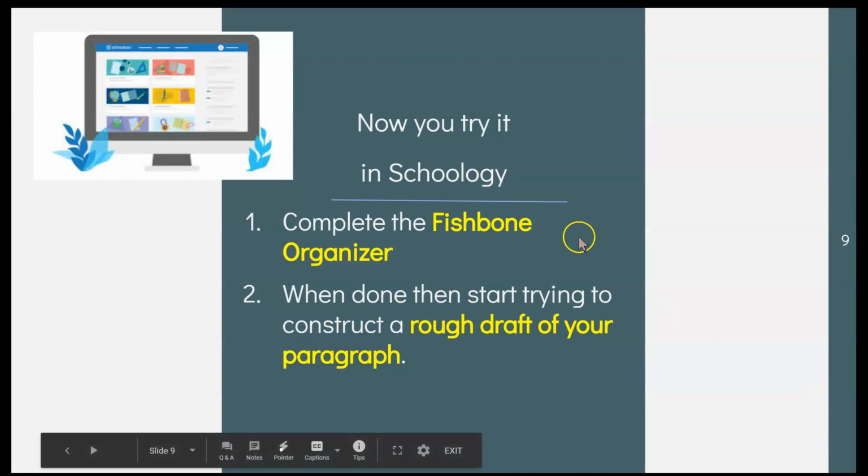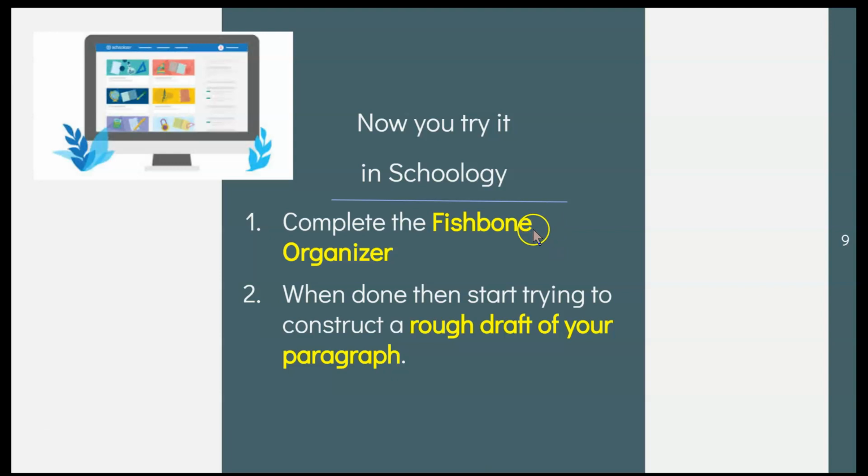Today, your task is to make sure that your notes are finished for research, and then you're going to do the Fishbone organizer and turn that in. If you have extra time, I would actually start doing your rough draft of your paragraph. You can write that out on a sheet of paper.